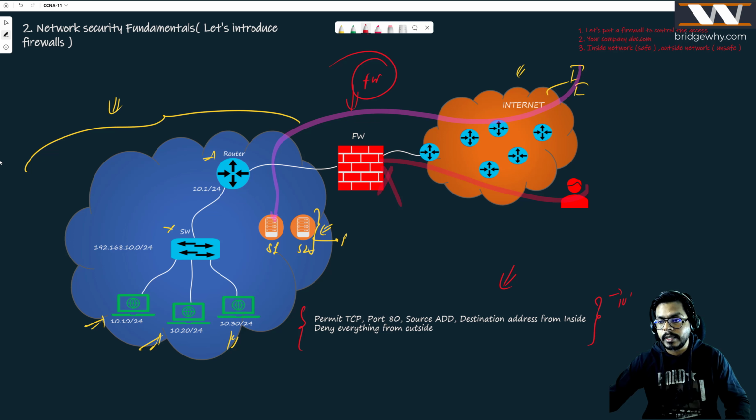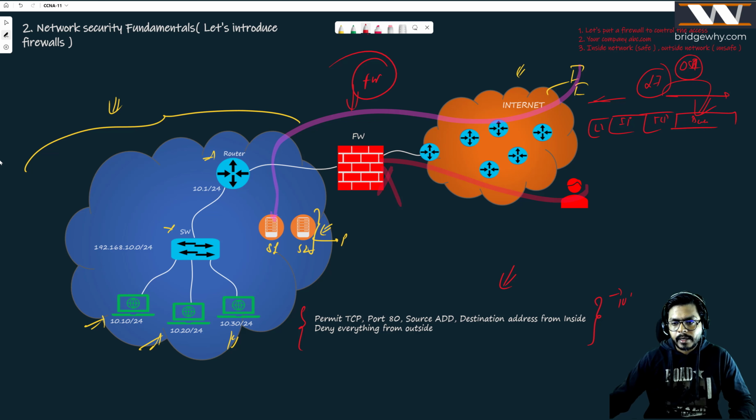You all know that first we have data, then we have the TCP header, then we have the IP header, right? And then we have layer 2. A firewall can see everything, right? That's why it is known as a layer 7 device if you talk about the OSI model. Even a firewall can look inside this data too if they have to. It is as simple as that.